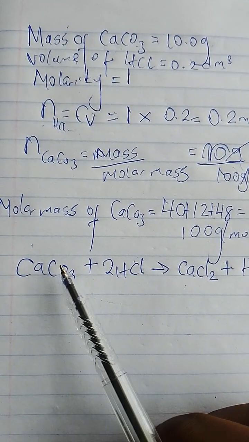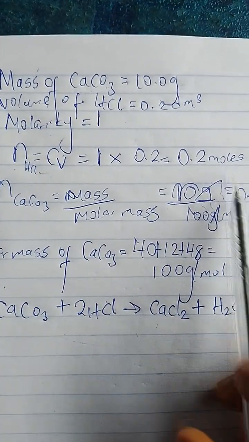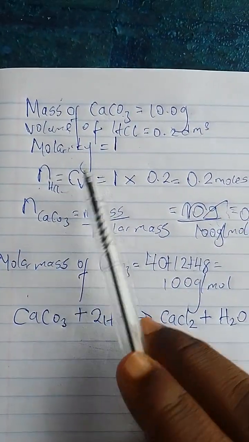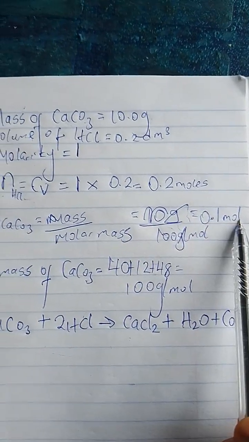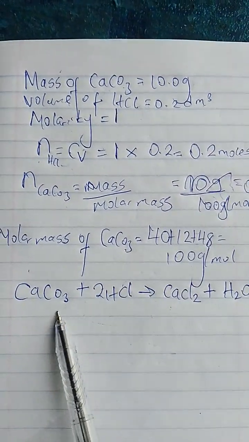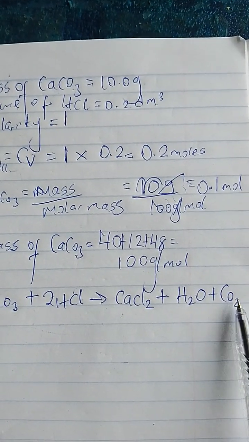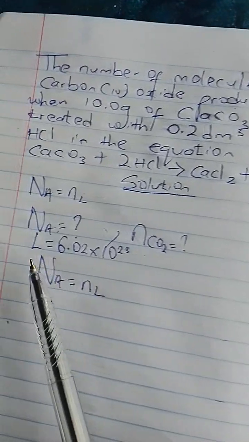We don't know the one we are going to use to form the relationship because we have number of moles of limestone, 0.1 mole. We have number of moles of hydrochloric acid, 0.2 moles. So which are we going to use to form the relationship to find the number of moles of carbon dioxide in order to be able to use this formula?